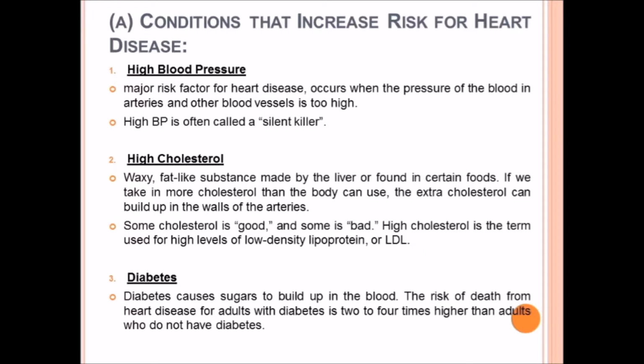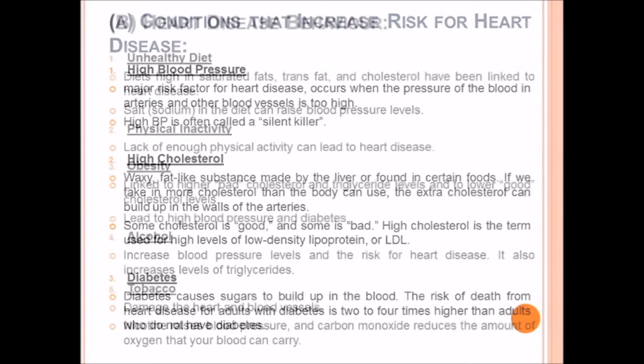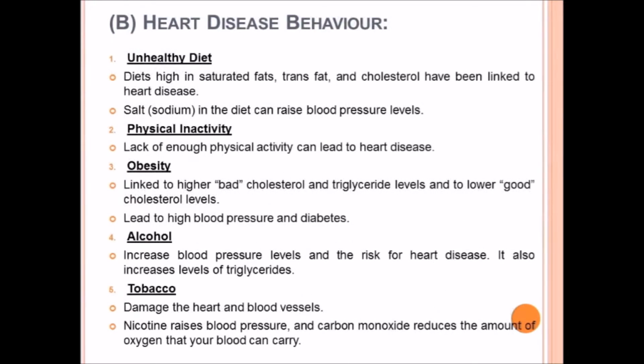The risk of death from heart disease for adults with diabetes is 2 to 4 times higher than adults who do not have diabetes. Diets high in saturated fats, trans fat, and cholesterol have been linked to heart disease and related conditions, such as atherosclerosis. Also, too much salt or sodium in the diet can raise blood pressure levels. Besides that, not getting enough physical activity can lead to heart disease.